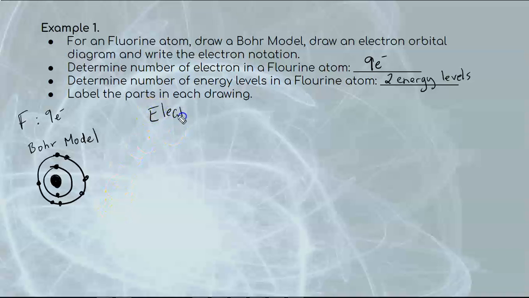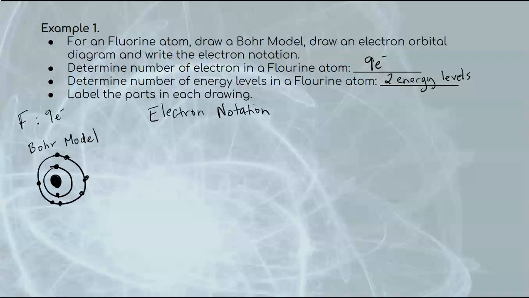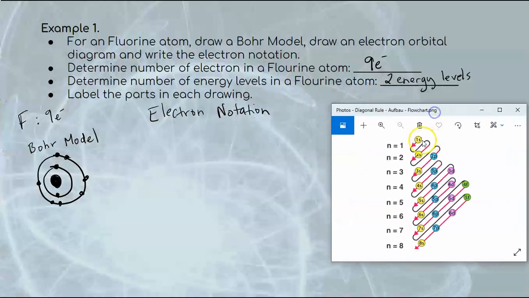I'm going to write out the electron notation first, because that might be helpful before we draw the electron orbital diagram. In order to write the electron notation, we have to remember the rules. Remember the first rule, the Aufbau Principle? We have to follow the diagonal lines to have the correct order of the sublevels. So let's write a few out. Let's say I have 1s, 2s, and we can go all the way up to 2p.